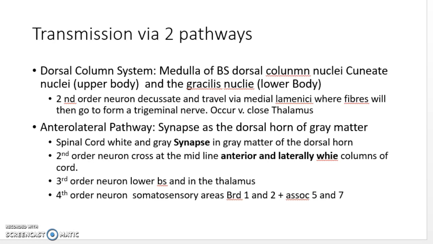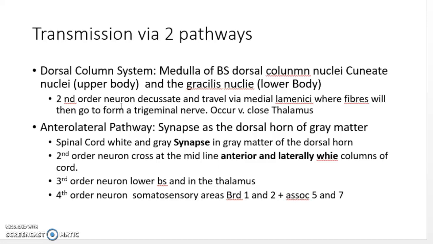So the dorsal column is going to consist of two main nuclei, which are the nucleus cuneatus and the nucleus gracilis. Remember that the nucleus gracilis is from the lower body, because gracilis is a muscle in the leg, and nucleus cuneatus is everything upper body, so the trunk, the limbs, and the head and neck. The third order neuron will be in the thalamus.